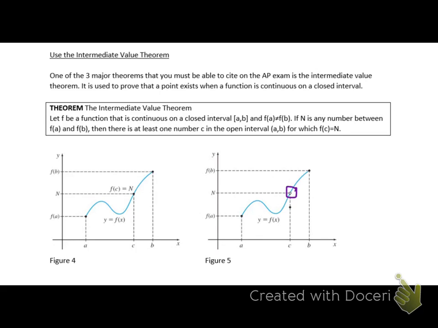Now, this theorem only proves existence. It doesn't actually tell you what point it is. It just tells you it exists. And if the theorem doesn't hold, it says that the theorem doesn't hold. All right, it doesn't say that the point does not exist. It just doesn't prove existence, okay?